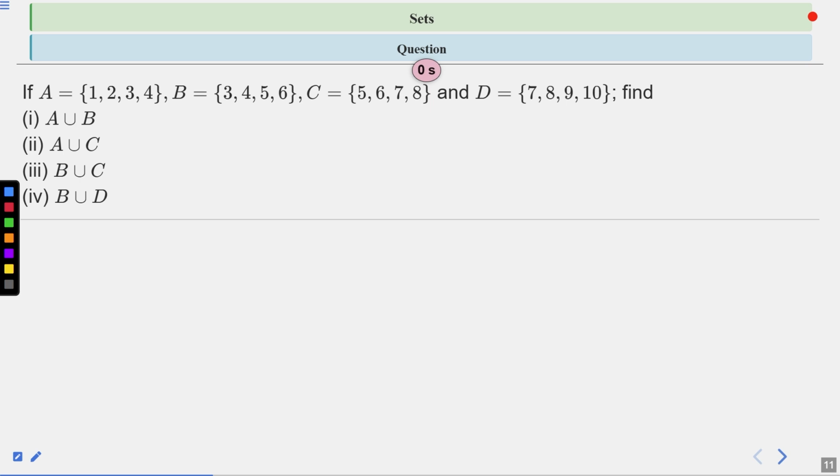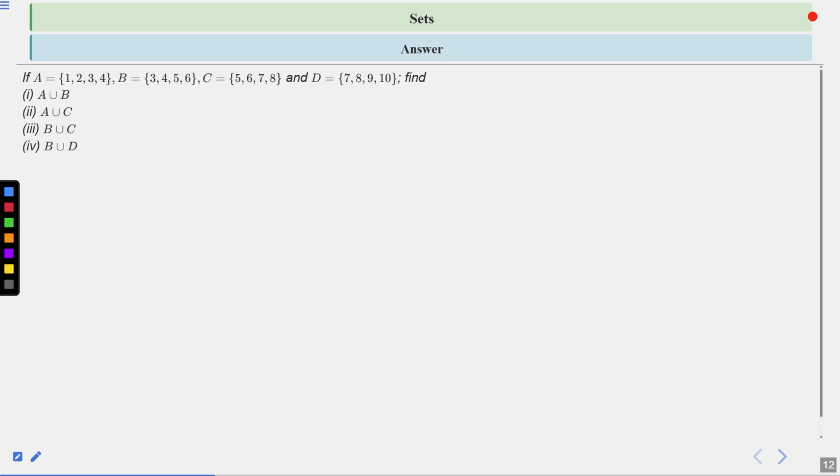I hope the question is clear and many of you got the answers. Let's see. Starting with the first part, A union B. We are given A and B sets in roster form. A union B will be the set containing all the elements from set A as well as from set B. So collecting all the elements 1, 2, 3, 4 and 3, 4, 5, 6, writing the repeated elements once, we get 1, 2, 3, 4, 5, 6 as our union set.